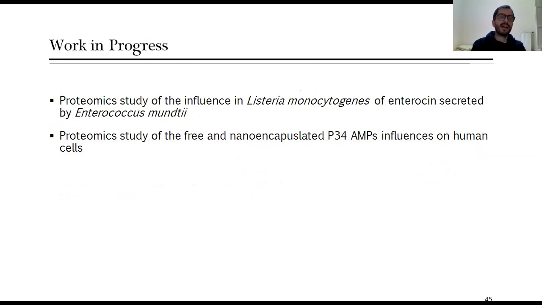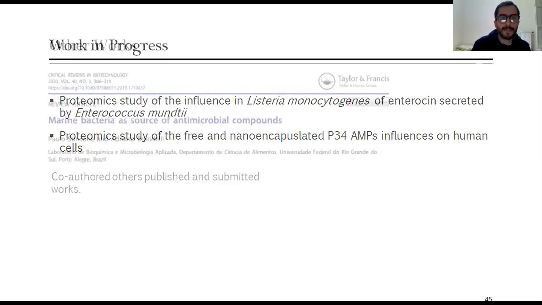Work in progress includes the proteomic study of the influence of the enterocin produced by Enterococcus mundtii isolated from buffalo milk on Listeria monocytogenes, and the proteomic study of the antimicrobial peptide P34, free and non-encapsulated, on human cells.